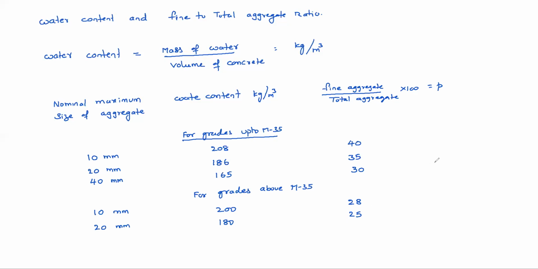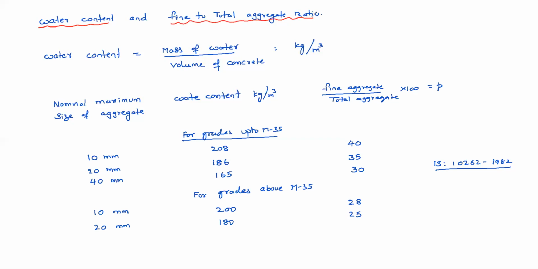These values are given in IS 10262 1982. You can find these values in this code. So here we need to fix these two things based on the aggregate size: water content and fine to total aggregate ratio. These two things we need to fix.